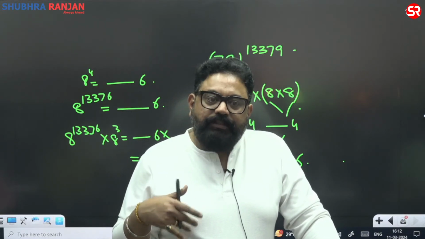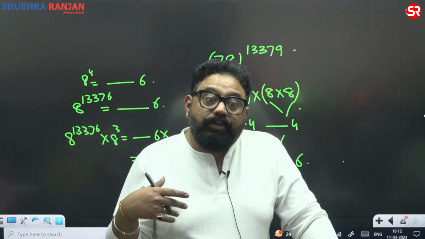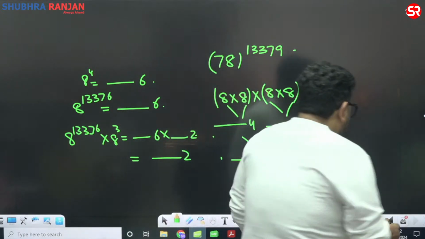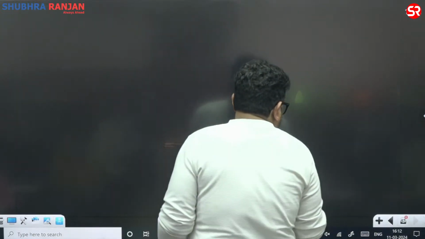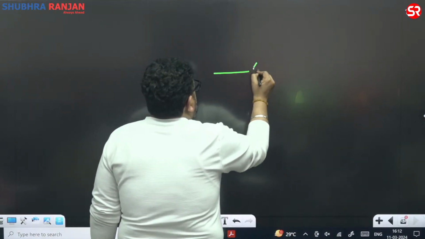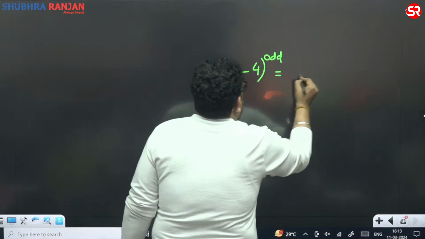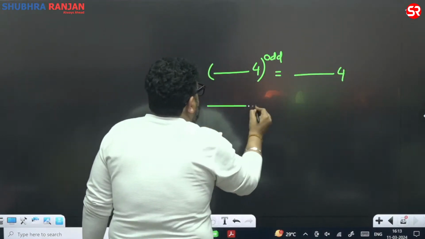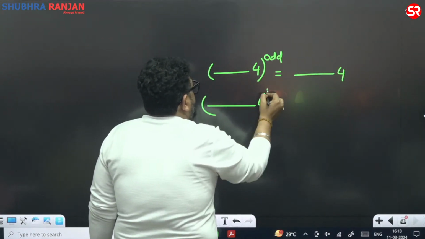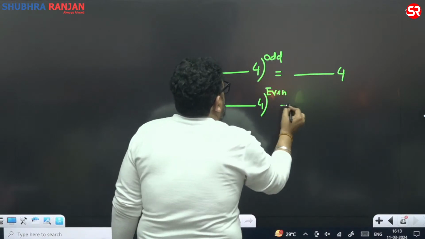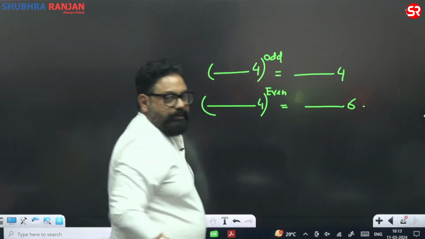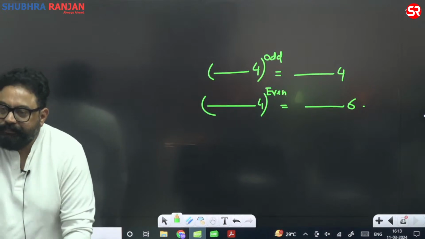So now we are left with number ending with 4, right? So number ending with 4 में मैं डायरेक्ट एक ही चीज बोलूंगा, a number ending with 4 raised to the power odd ends with 4, a number ending with 4 raised to the power even always ends with 6. खत्म, over. Remember this.